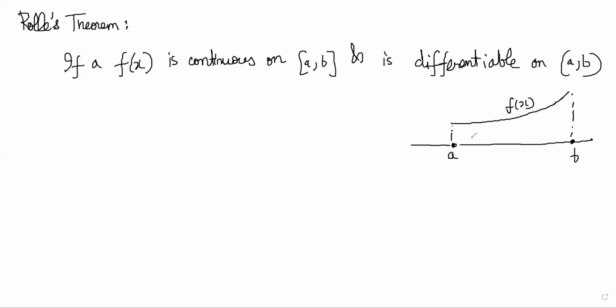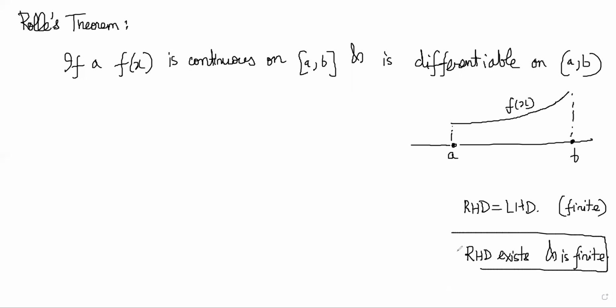Normal point, you know how to check differentiability, no? You check that RHD should be equal to LHD, and both should be finite. At an endpoint, you obviously don't have an LHD here. So just check whether RHD exists and is finite. At the other endpoint, you will check whether LHD exists and is finite, right?